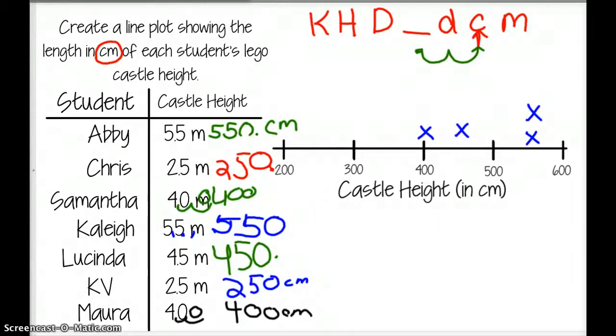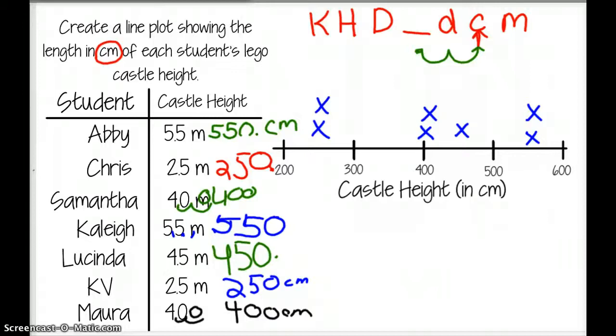Excellent. KV, where does yours go? I think in the middle, 200, 300. Yes, excellent. Maura, where is yours going to go? Above the X on 100. Excellent. And Chris, where's your X going to go? Mine is gonna go right where KV's is. So right, halfway between 200 and 300. Okay, and that's all there is to making a line plot.